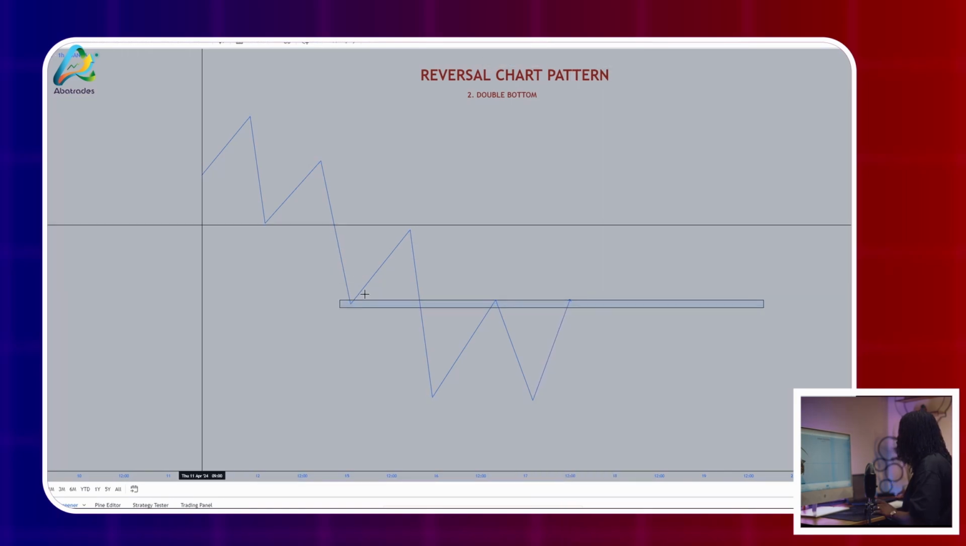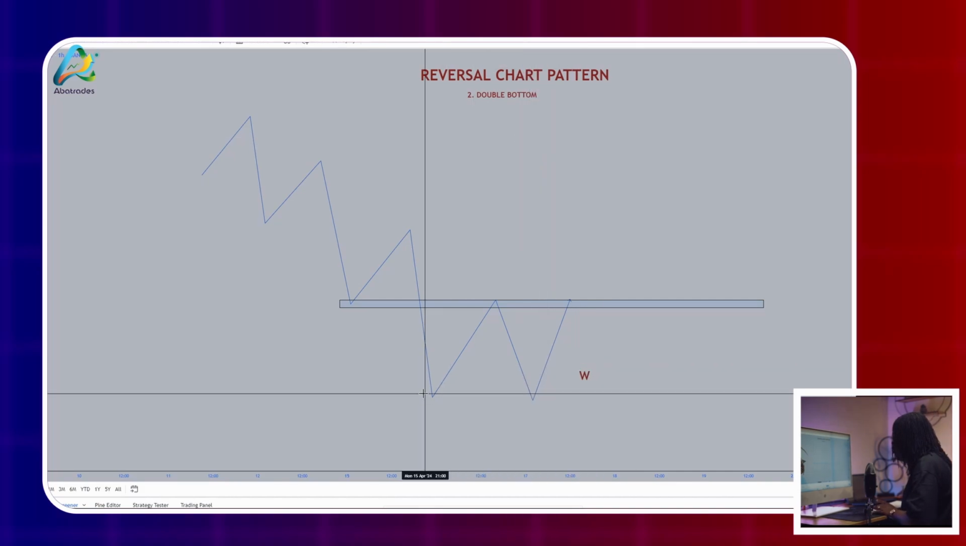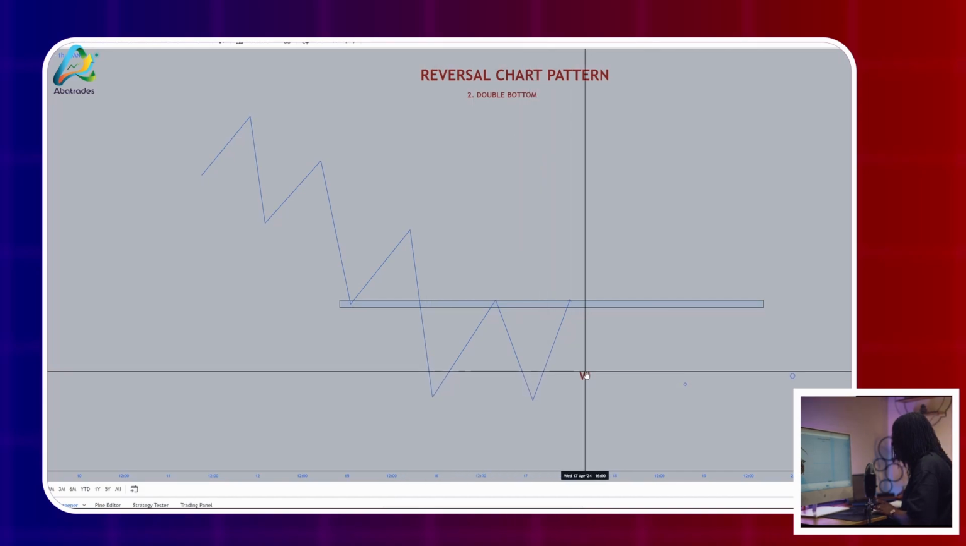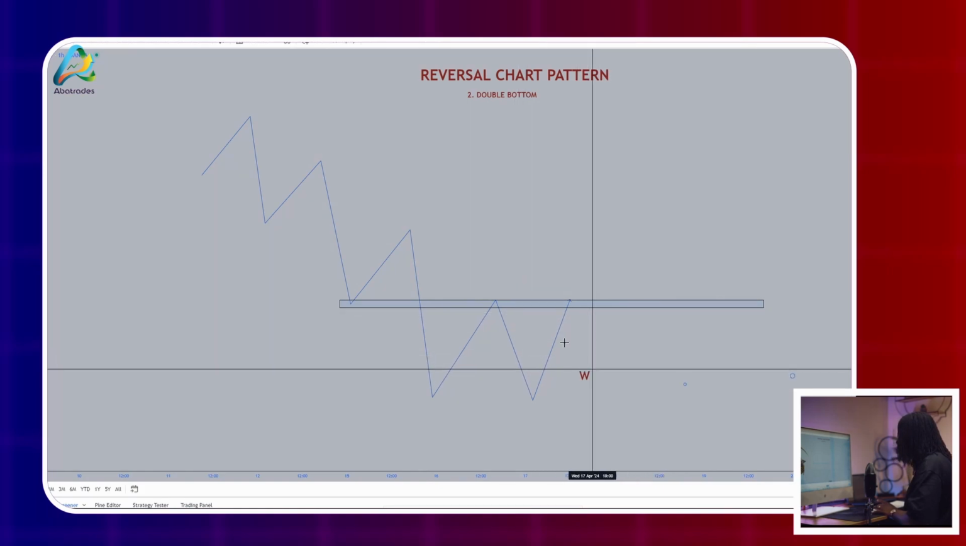And you would notice that this looks like a W. So we have a W here. It looks like a W where we have the bottom, these two bottoms right here. We have this neckline here, and then we have the two legs of the W here. So this is like an inverse M or something, you understand?